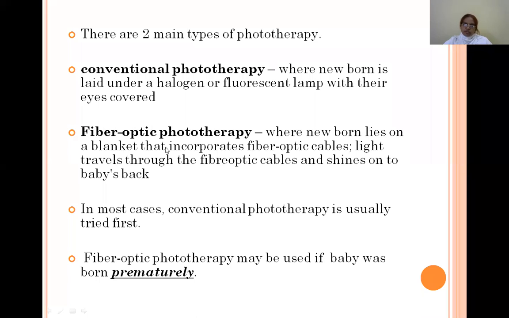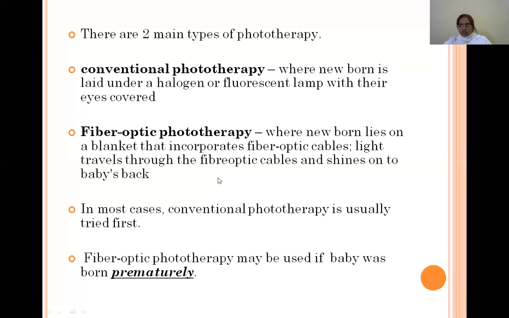So there are two types: conventional phototherapy and fiber optic phototherapy. In conventional phototherapy, the newborn is laid under the halogen or fluorescent lamp with their eyes covered. But in fiber optic phototherapy, the blanket contains the fiber optic cables, and the light travels through the fiber optic cables and shines onto the baby's back.